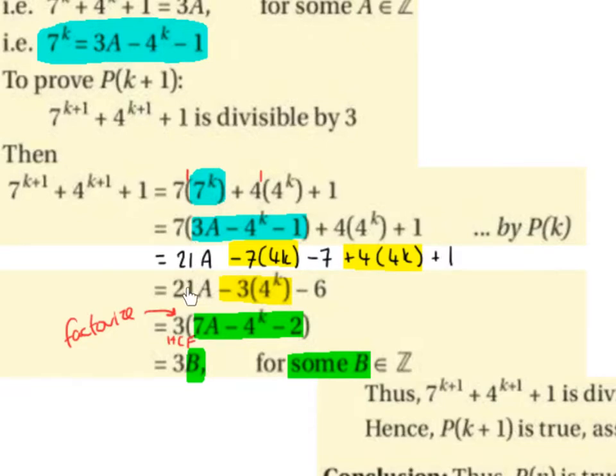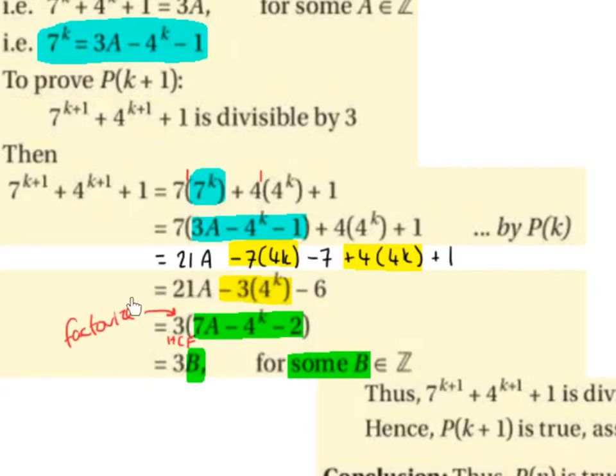And we bring down the 21a. Minus 7 times 4 to the power k plus 4 times 4 to the power k is minus 3 times 4 to the power k, because minus 7 plus 4 is minus 3. And then minus 7 plus 1 is minus 6. So we have 21a minus 3 times 4 to the power k minus 6.